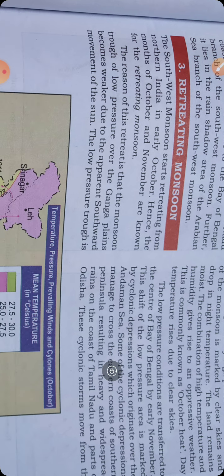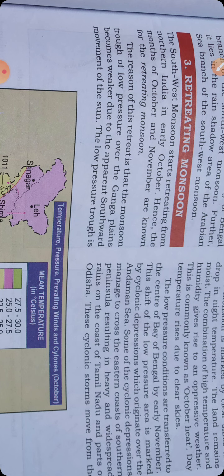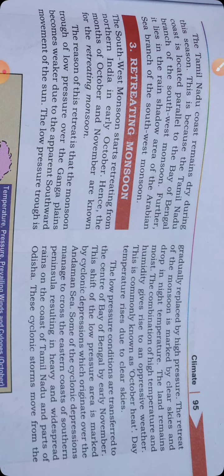Let us see now the retreating monsoon. The southwest monsoon starts retreating from northern India in early October. Hence, the months of October and November are well known for the retreating monsoon. The reason for this retreat is that the monsoon trough of low pressure over the Ganga plains becomes weaker due to the apparent southward movement of the sun. The low pressure trough is gradually replaced by higher pressure. The retreat of the monsoon is marked by clear skies and a drop in night temperature.